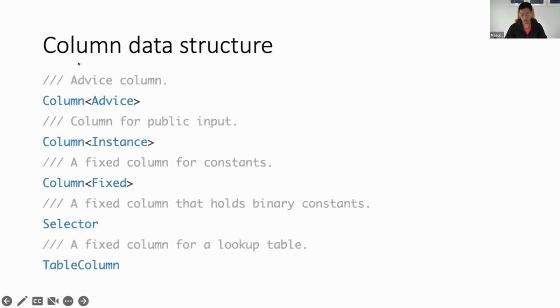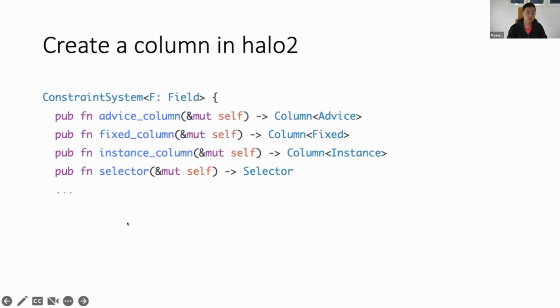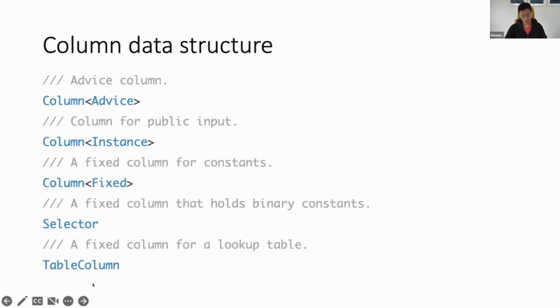Okay, that's an overview of what Halo 2 is. Now we're going to talk about how you would actually use Halo 2 to code up a circuit. If you'll remember, the columns I talked about earlier correspond to the advice column, instance column, fixed column, and selector. Selector and table column are both just aliases for a column with type fixed.